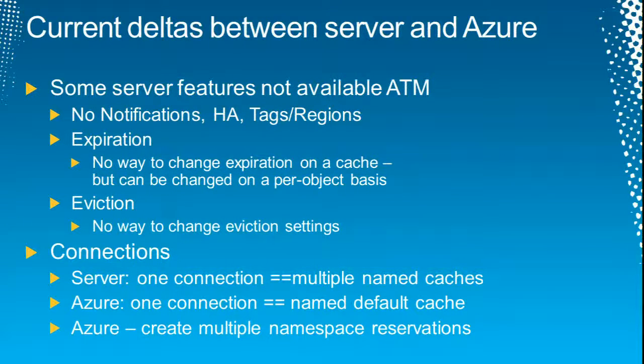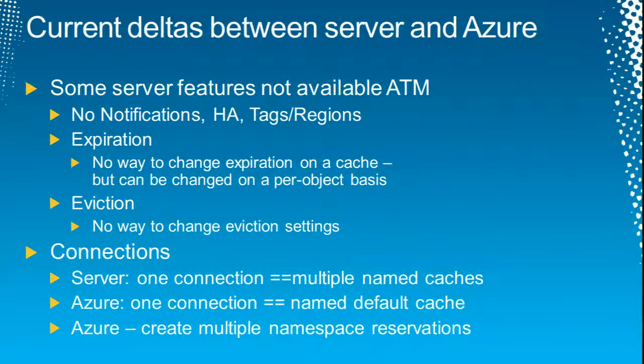Just quickly, again, some features are not in the cloud yet, so no notifications, no high availability. Tags and regions, we didn't really get into that, but that's a further classification of data in your cache cluster. Expiration, you can change that on a cache-by-cache basis locally. By default, in the cache cluster in Azure, it's 10 minutes, but you can change it on a per-object basis, which I was doing. And eviction, there's no way to change the eviction settings. On the local cache, you can say, don't ever evict any objects from this cache if you want to.